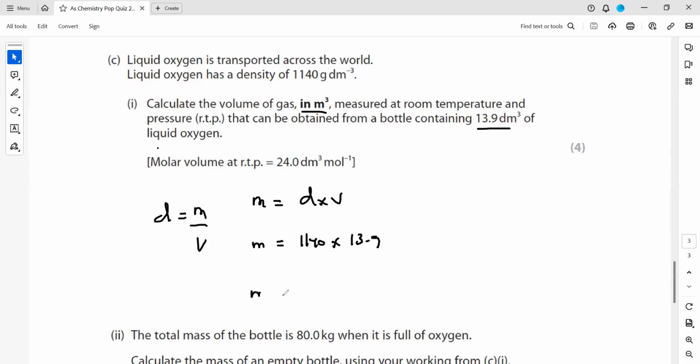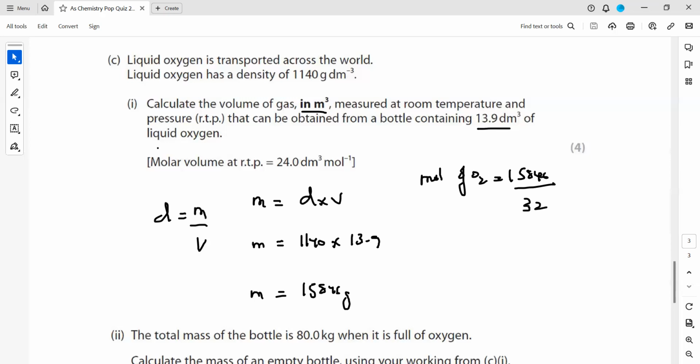This will give us the mass in gram, 15,846 gram. Then, because we need the volume of the gas which is produced, we use the mass and the molar mass to get the moles. So how to get the moles of oxygen? Moles of oxygen will be mass in gram, which is 15,846, divided by the molar mass of oxygen.